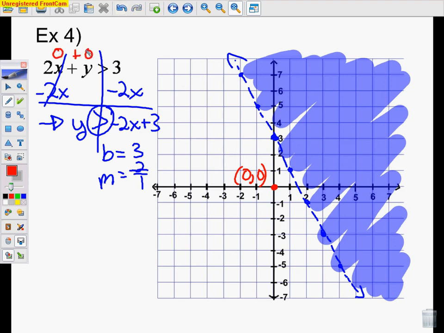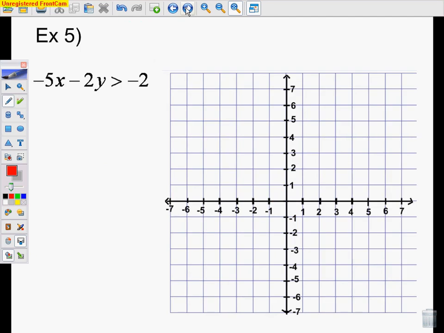Plus 0. Is that greater than or equal to 3? Well, is 0 greater than 3? No, it's not. So therefore, this is not a solution, and therefore nothing on this side would work. Everything on this side will work. Everything on the shaded side will work. Okay? And you could choose which method you decide that you want to determine where to shade.